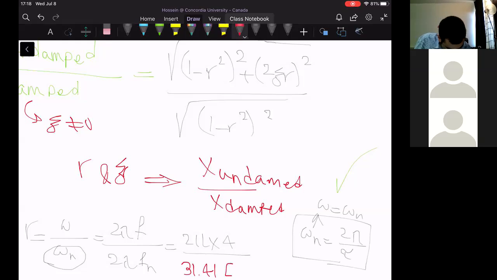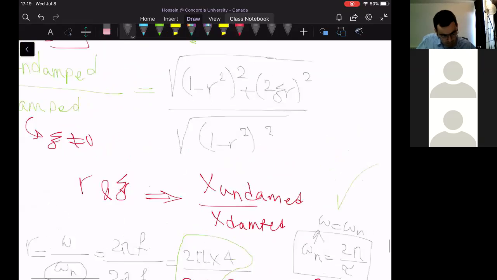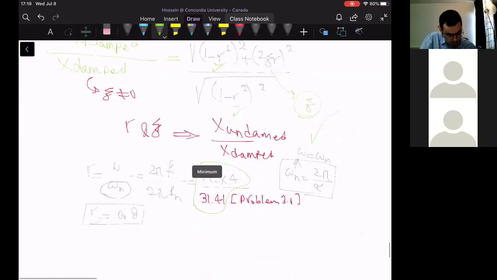When you have tau, you could easily find it. In the previous problem, omega was omega n, right? So omega n from the previous problem, problem 3.1, is obtained as 3140 radians per second, because we are talking about that problem. So this is the ratio: 2 pi times 4 over omega n. R is finally 0.8. So we are done with R. Now, if I have zeta, I can calculate the ratio.